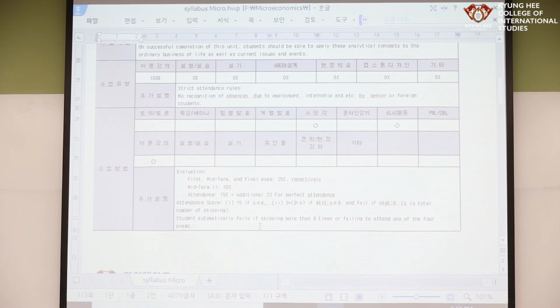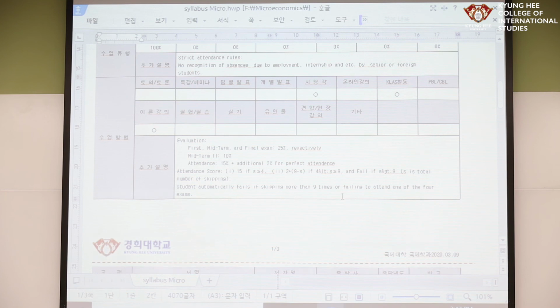A student automatically fails if skipping more than 9 times or failing to attend one of the 4 exams. You should be careful about this.